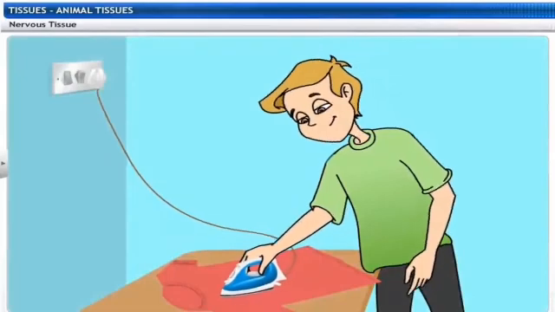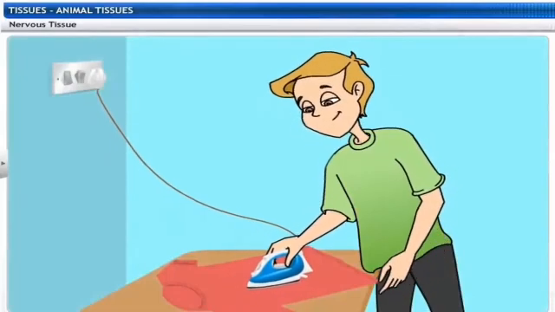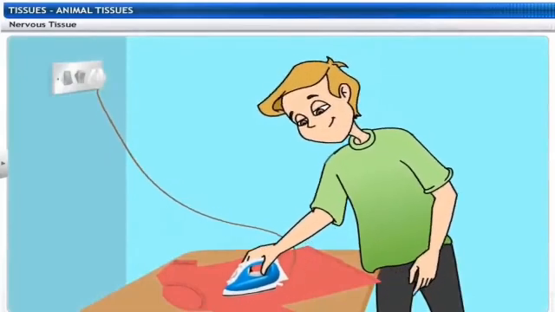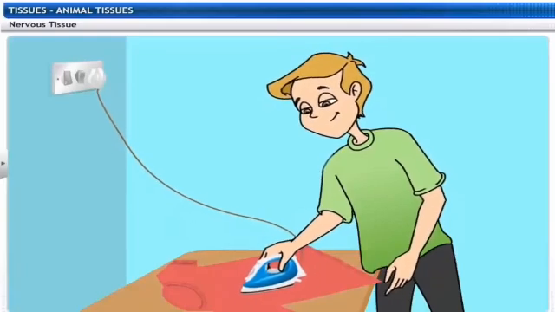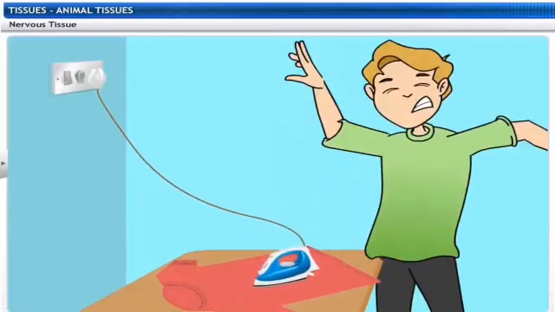So suppose an individual is ironing clothes, and by some sort of accident that individual gets a shock, then through the neuromuscular tissue, that information will be sent to the brain. So that's it about the nervous tissue. Well, in the next class, we shall focus in much more detail on the other major tissues, that is the connective tissue and the muscular tissue.